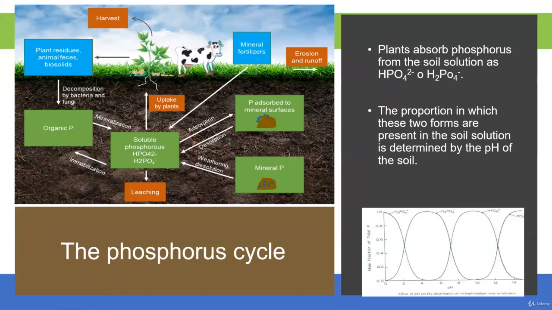Plants absorb phosphorus from soil solution mainly as HPO4 or H2PO4. The proportion in which these two forms are present in the soil solution depends on the pH of the soil solution. So the pH of the soil solution affects the form in which phosphorus is available in the soil. At a pH of 6, we have more H2PO4. At a pH of 8, we have more HPO4.